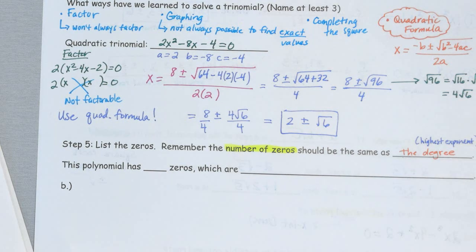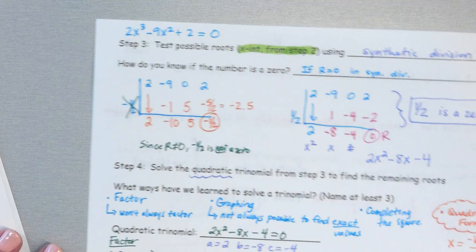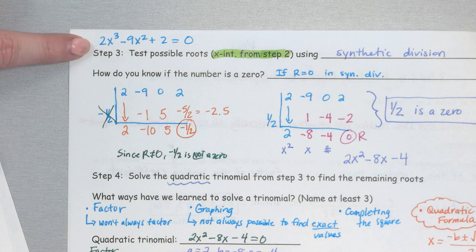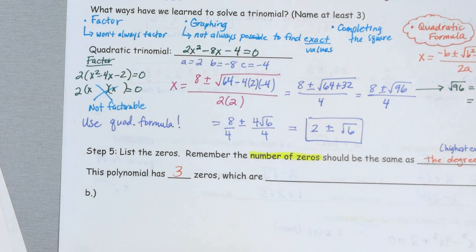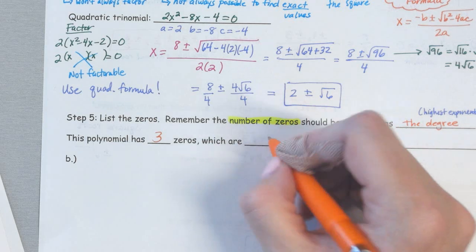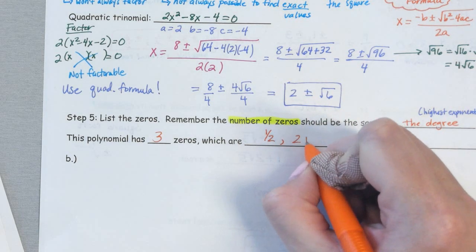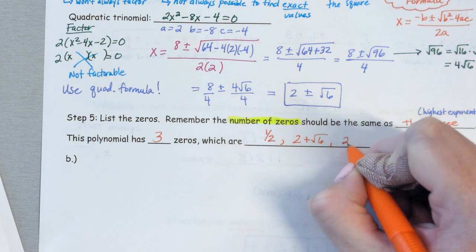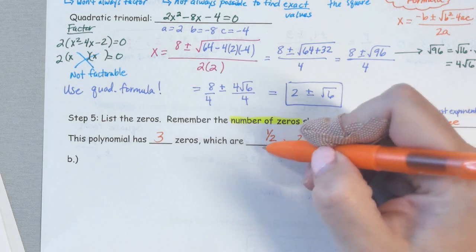Okay, so this means this polynomial has how many zeros? Nope. So the original, this is our original, right? Oh, 3. Yeah, so there'll be 3 total. So we just found 2 of them from the quadratic. But remember, the first one we found that we verified with synthetic division was 1/2. So I have 1/2 is one of them. I have 2 plus root 6, and I have 2 minus root 6. That is where the 3 come from.